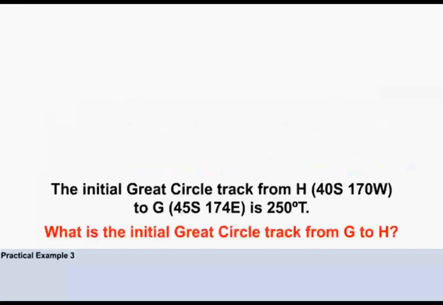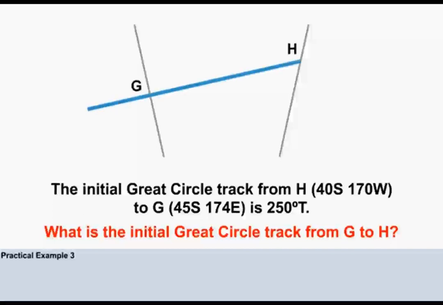We are in the southern hemisphere, so draw in some lines converging southwards. The question says that the track leaves H on 250 degrees true to meet G. So which one is G and which one is H? H must be on the right and come across to meet G on the left. Now put in the latitudes and longitudes and check it out for sense.